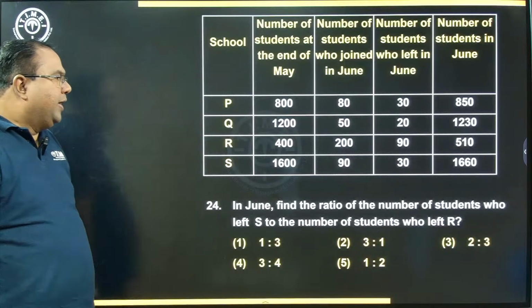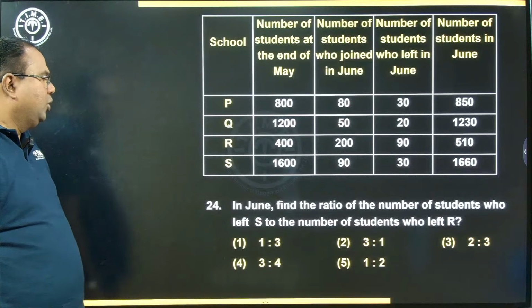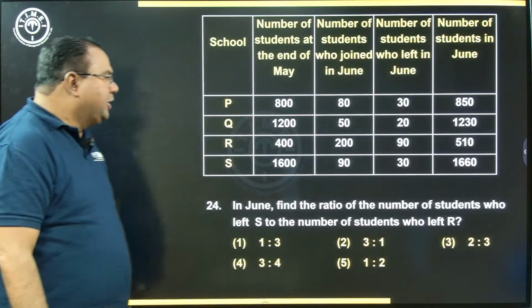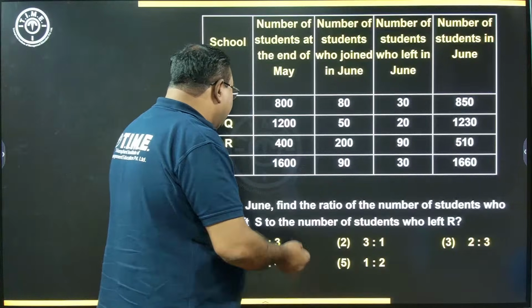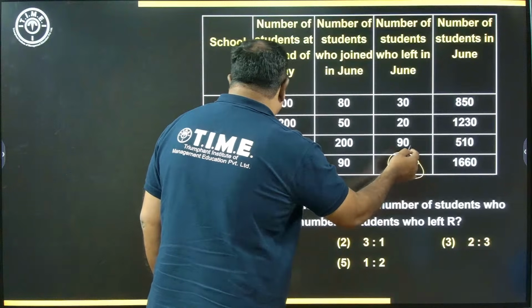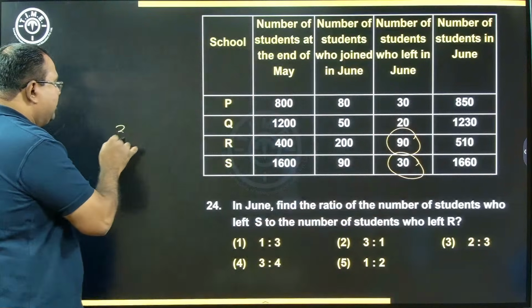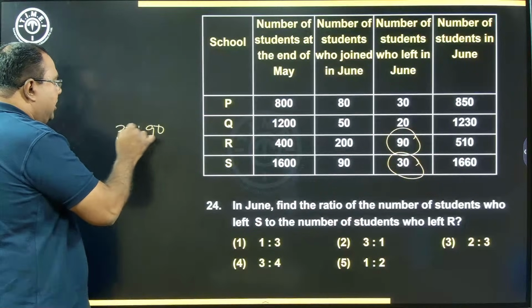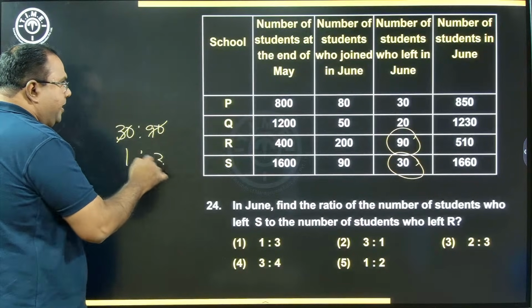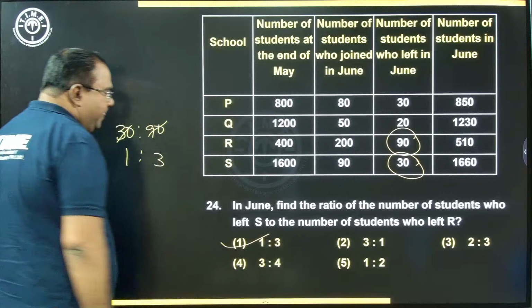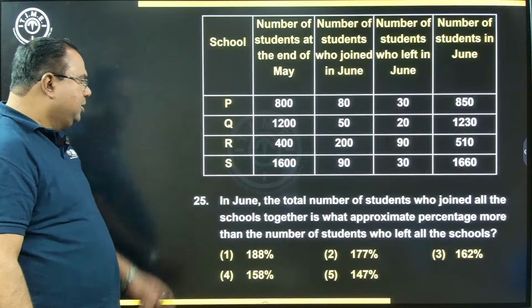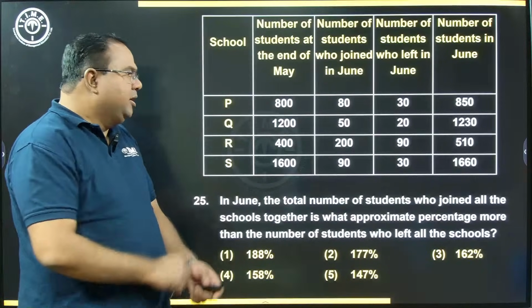In June, find the ratio of the number of students who left S to the number of students who left R. Students who left S, 30, who left R, 90. Obviously, the ratio is 30:90. Simple questions only. The answer has to be 1:3. Choice 1.